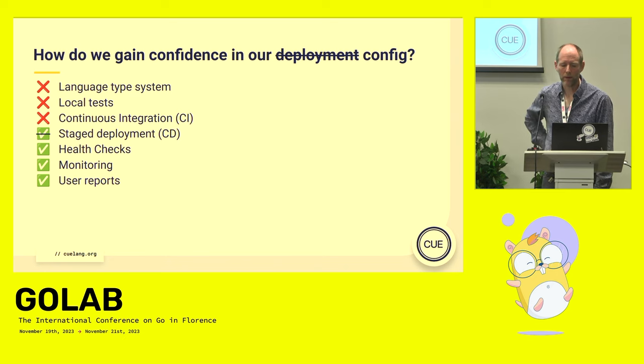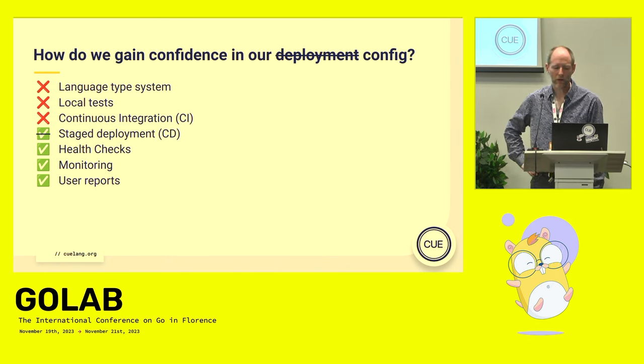But there's a gap. If your situation is similar to other places I've worked, none of the early stages of our confidence building will give you that much confidence that the configuration that will be passed to your Go program will be okay. The Go type system and your local tests give us confidence that if the right configuration is provided, our program will work as expected. But how do we gain confidence that that's actually going to happen?